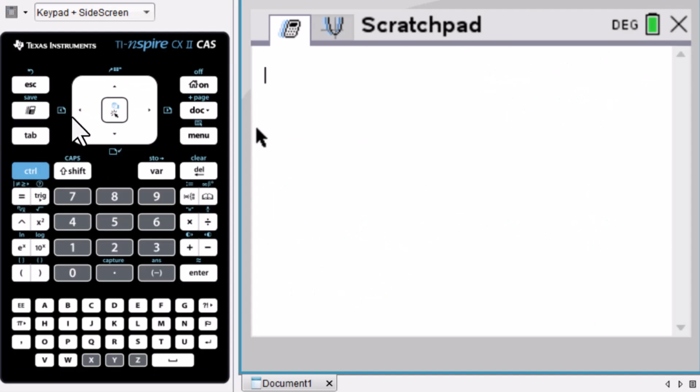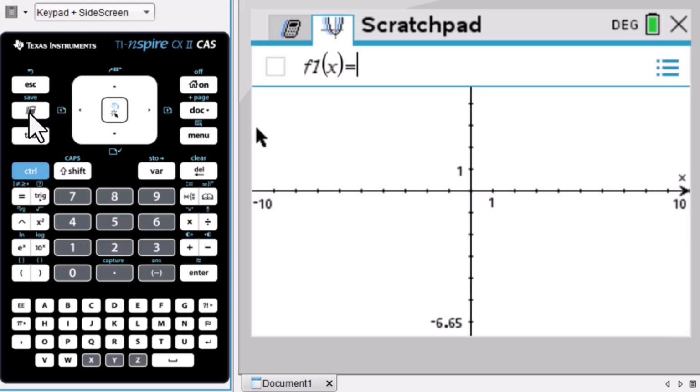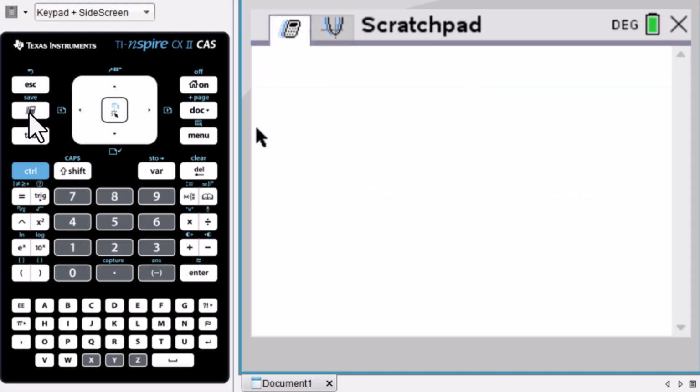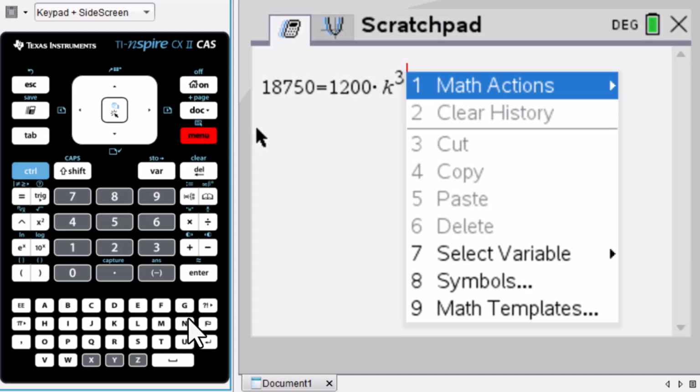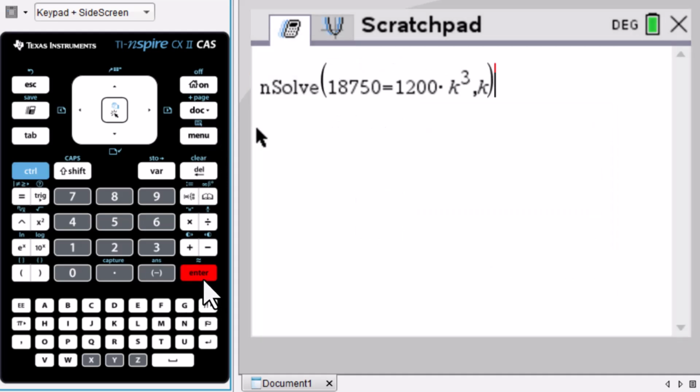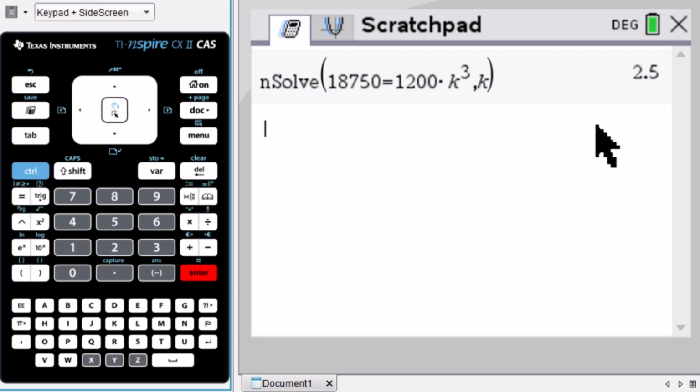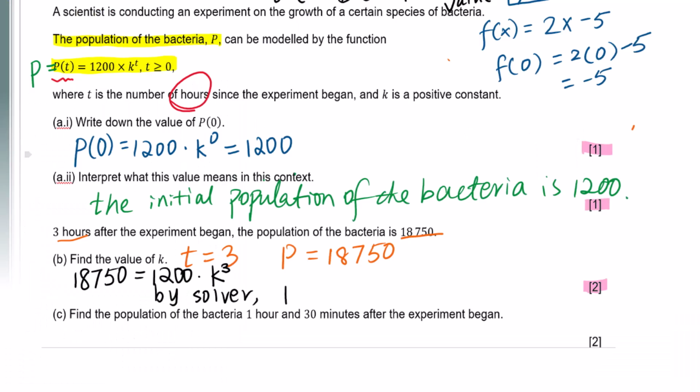Let's go to calculator. We will use this scratch pad. Type in the equation. Then control menu. Enter, enter, enter. k equals 2.5. k equals 2.5.